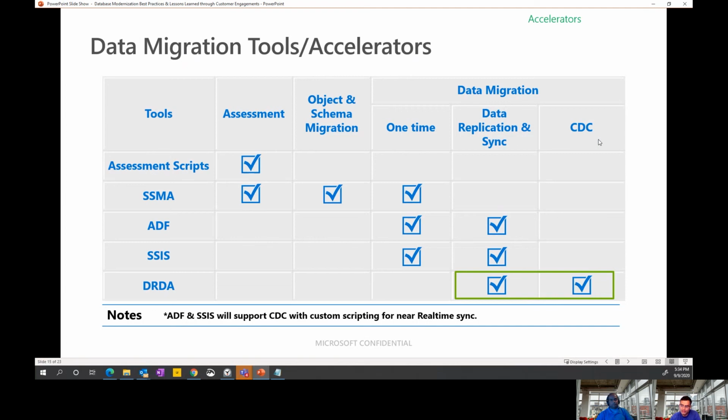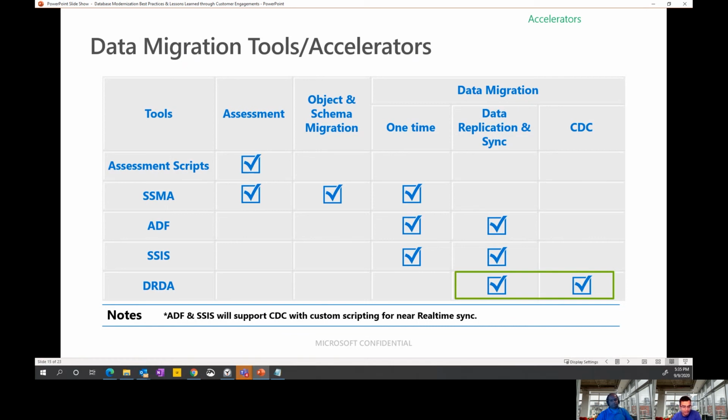Then now comes data replication and sync, as well as real-time CDC. For that, we have investments in Azure Data Factory and SSIS, right? With Azure Data Factory, through the standard pipeline, you have a lot more things that you can achieve. You can customize the pipeline as well. And then for advanced requirements, where let's say you have a need for advanced replication, right, reverse replication, you can use SSIS to customize to any level of customization you need, right, to achieve those advanced use cases. Last but not least, DRDA, which is our host integration service product.